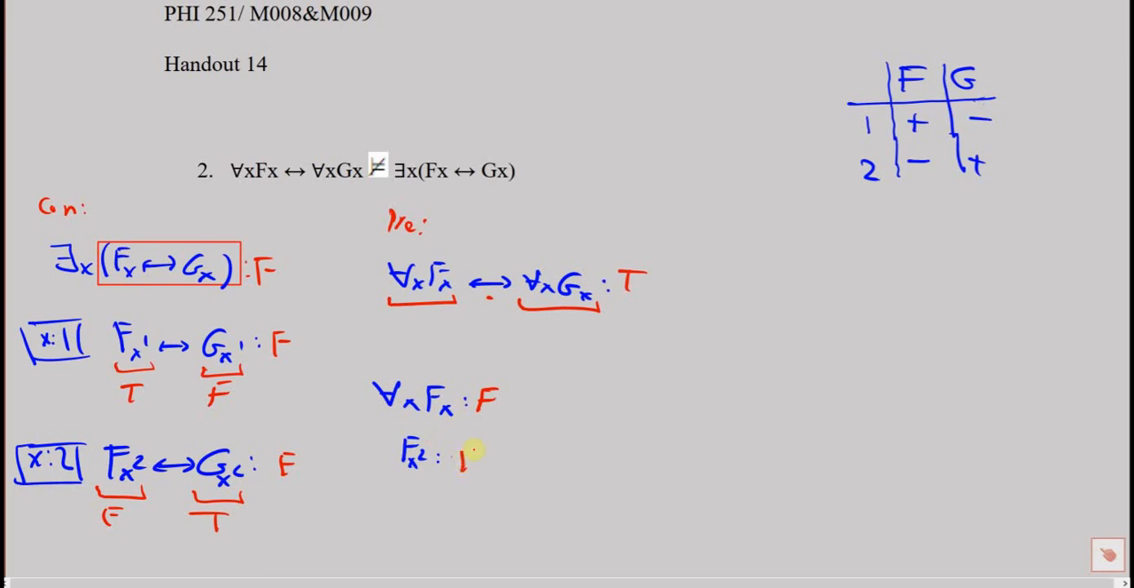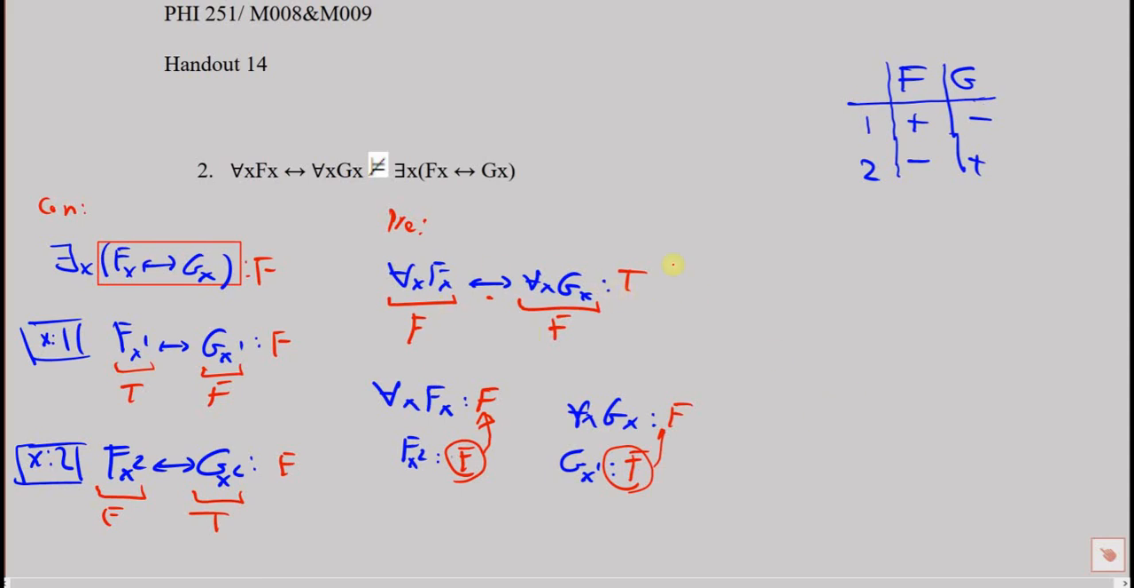So here is how you need to present your solution. Since fx2 is false, that is enough to make the whole for all x fx false, right? So this is false. And for all x gx is false, because there is an object, namely object 1, that does not satisfy gx. So this is enough to make for all x gx false. So this is going to be false. False double arrow false gives us true.